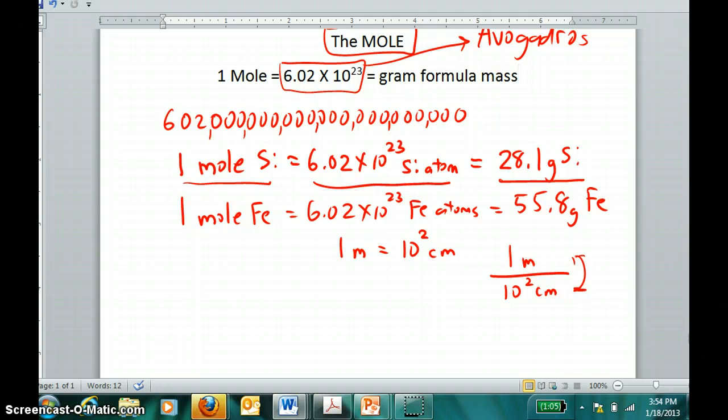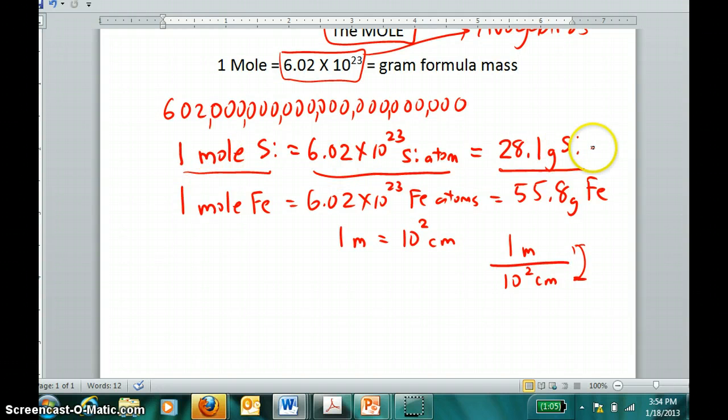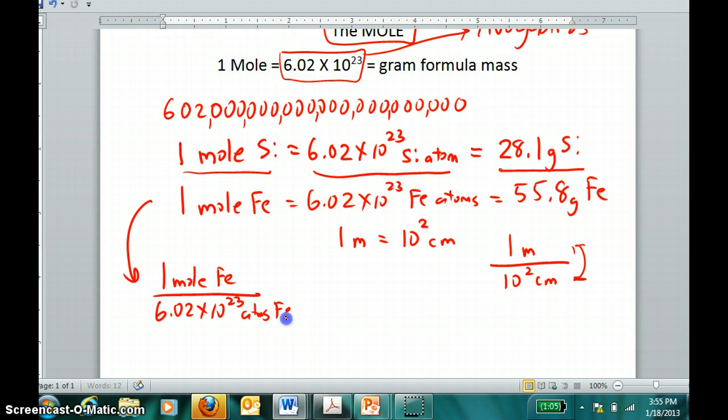Now, the same is absolutely true of these three things that are true in my Holy Trinity. Namely, I can create ratios for conversion. For instance, I could write that 1 mole of iron being equivalent to 6.02 times 10 to the 23rd atoms of iron, I can use this as a conversion factor to convert atoms of iron in a sample to how many moles it is, or how many moles to atoms of iron.